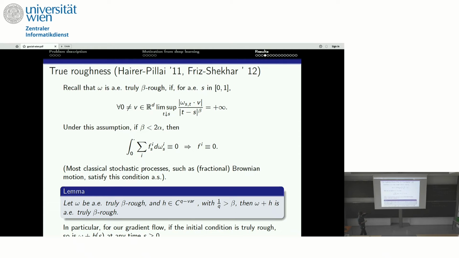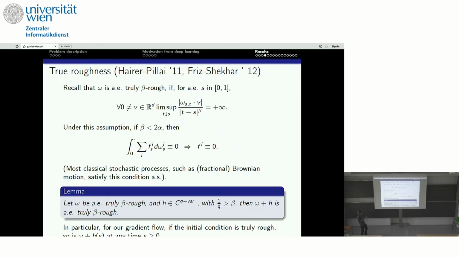So this tells you the following. The definition is, basically, you are Hölder in no direction at almost no point, something like this. But the important part here is that you can find a condition on the path which is satisfied typically by the stochastic processes that you take, which are not C1. And then under this condition, there can be no cancellations in this kind of integration.